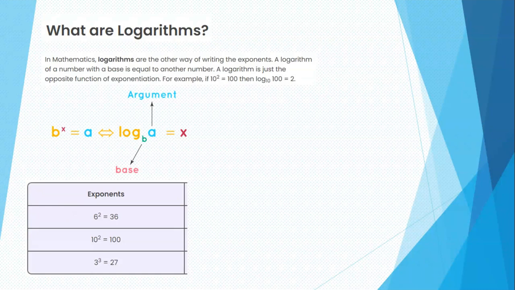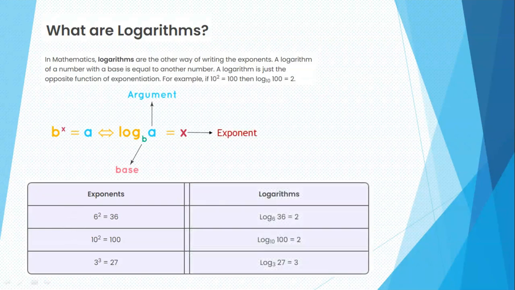So over here, what is this? 6 raised to the power of 2 is going to be 36, right? So what does this tell you? This tells you that 6 has to be multiplied by itself 2 times, isn't it? Now, let us come to over here. This should be read as log 36 to the base 6. This should be read as log 100 to the base 10. This should be read as log 27 to the base 3.